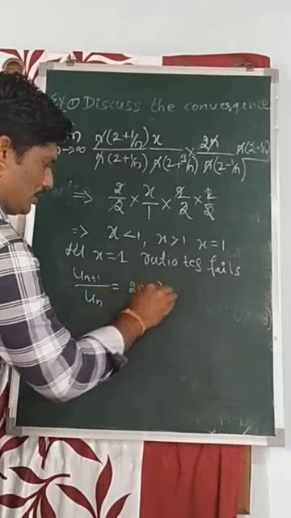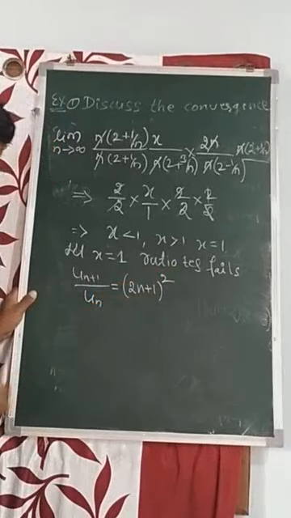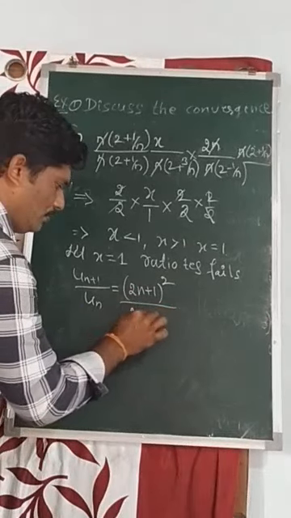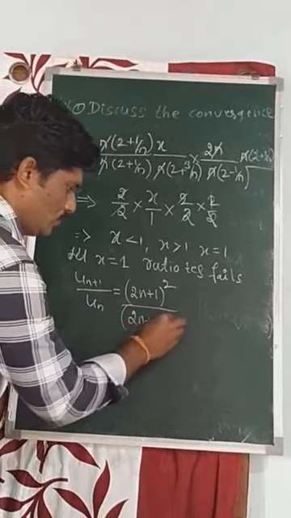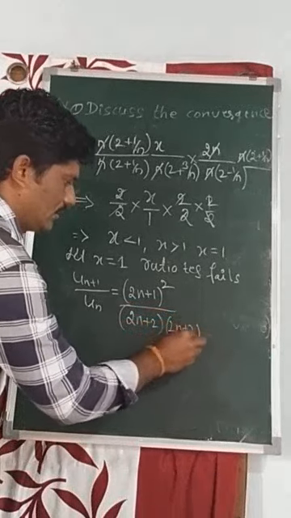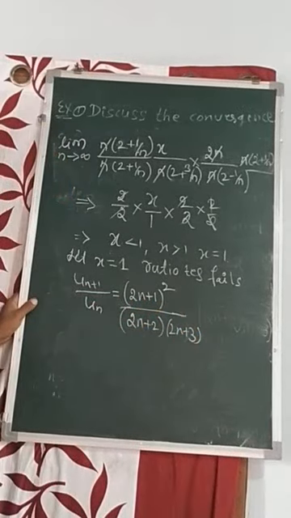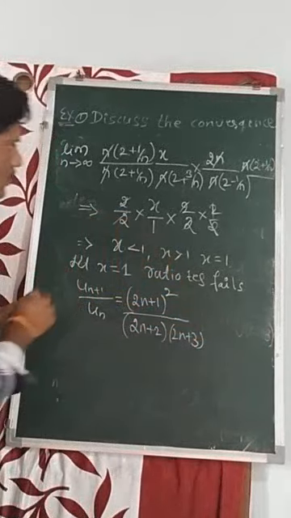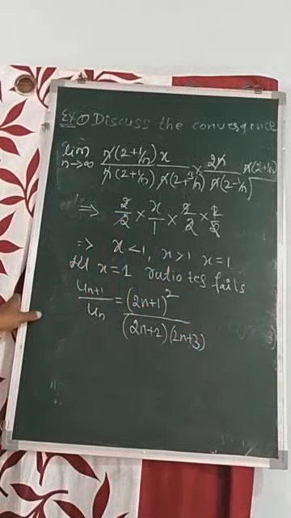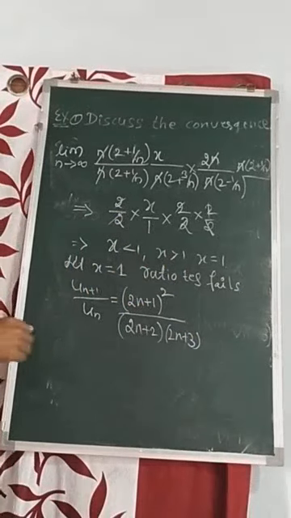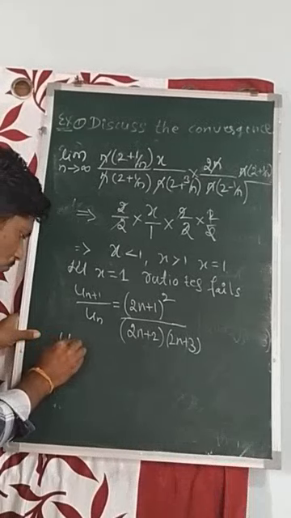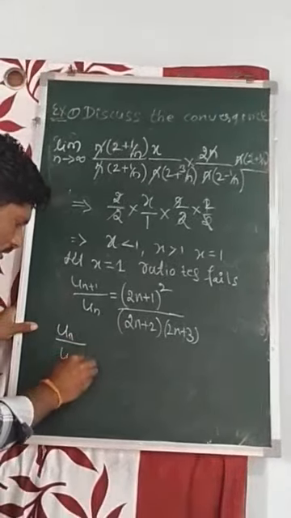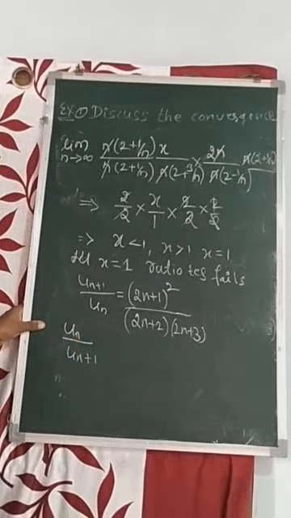2n plus 1 raised to 2, divided by 2n plus 2, 2n plus 3. Taking this term into x, x equal to 1. Here also into x is the term, x equal to 1. Okay. Next, un divided by un plus 1. Reverse the element.